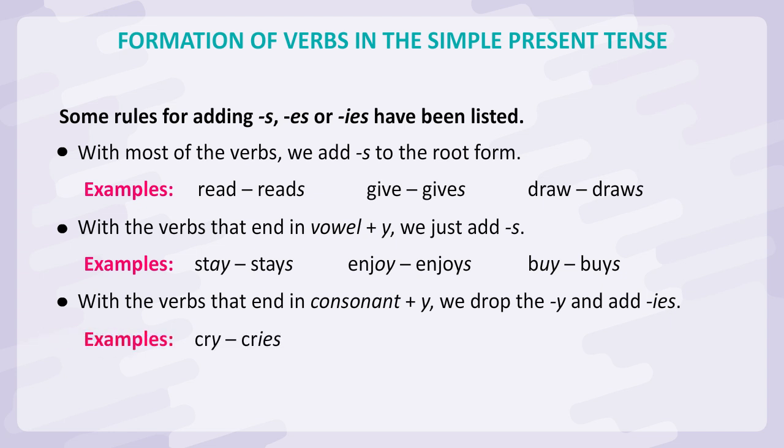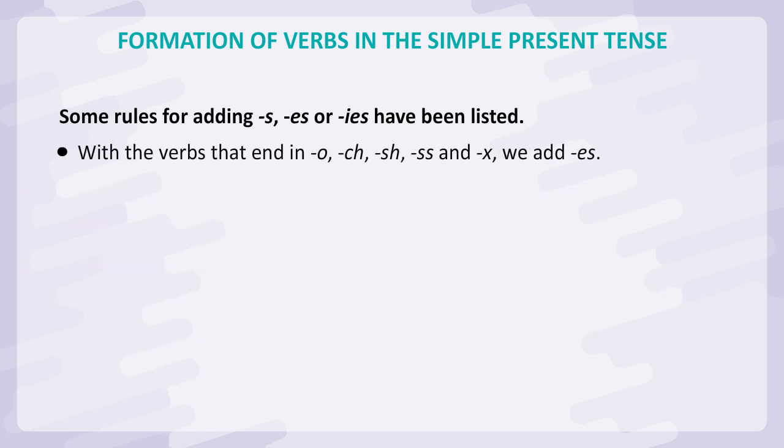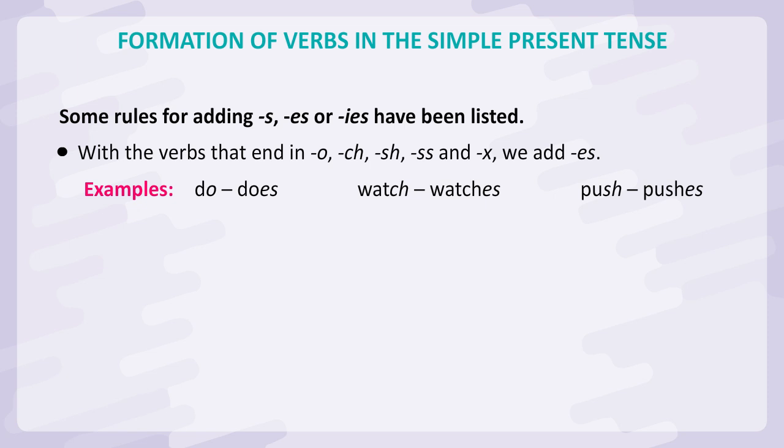With the verbs that end in consonant plus y, we drop the y and add ies. Examples: cry, cries. Reply, replies. Try, tries. With the verbs that end in o, ch, sh, ss, and x, we add es. Examples: do, does. Watch, watches. Push, pushes. Miss, misses. Fix, fixes.